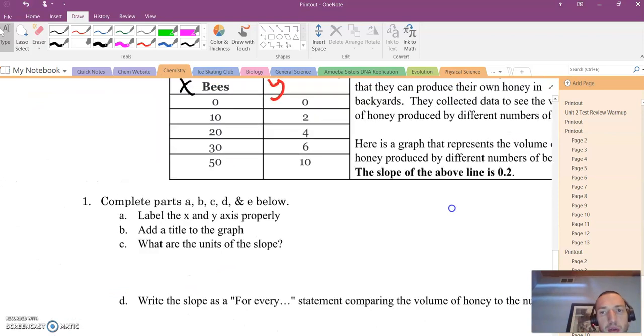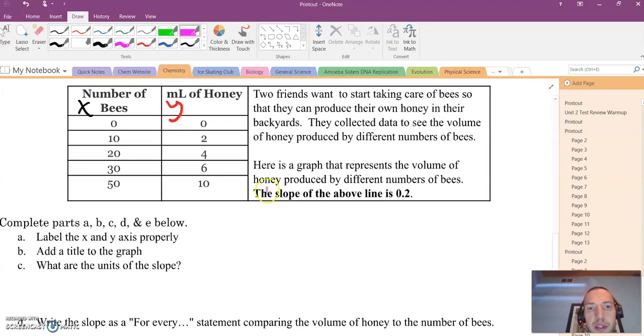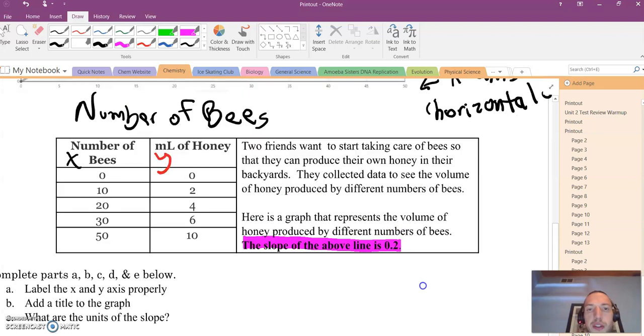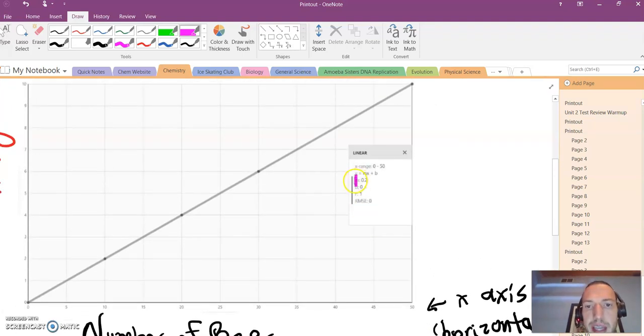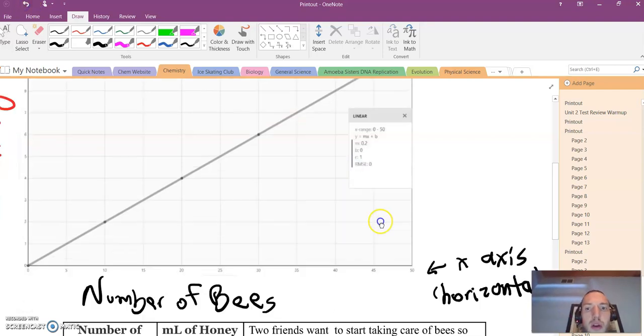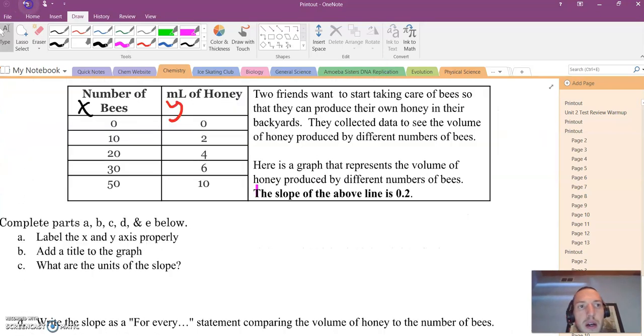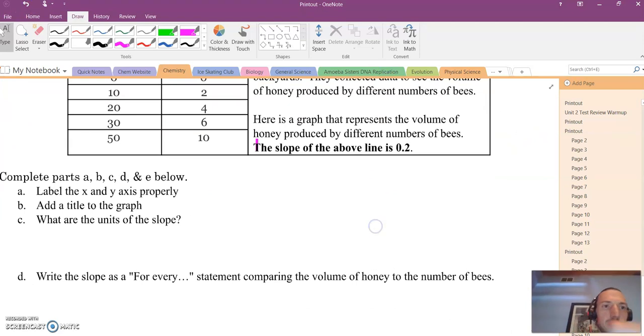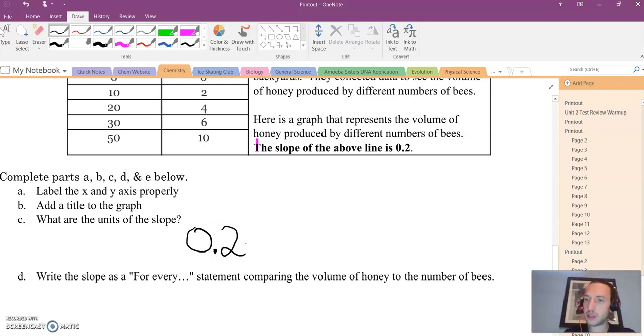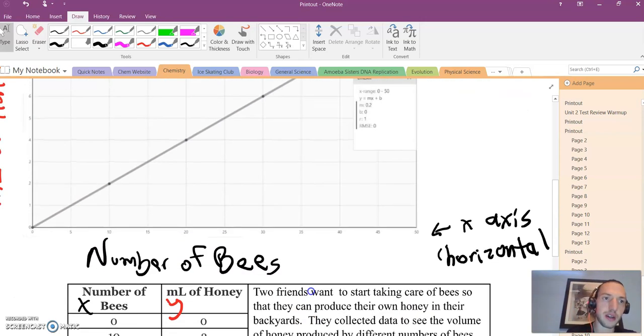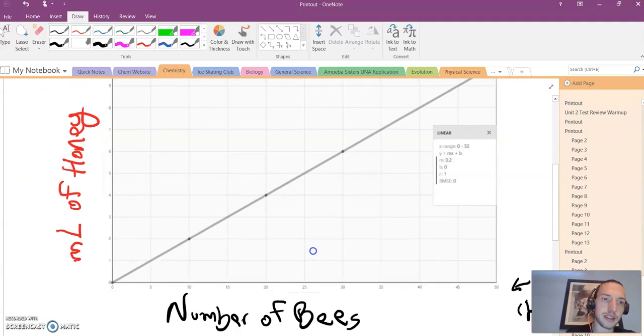The units of slope over here in the description, it says the slope of the above line is 0.2. Reminder, you can also look over here. It says M is equal to 0.2. So what I like to start off with is just writing down the value of the slope. So let's write down 0.2.